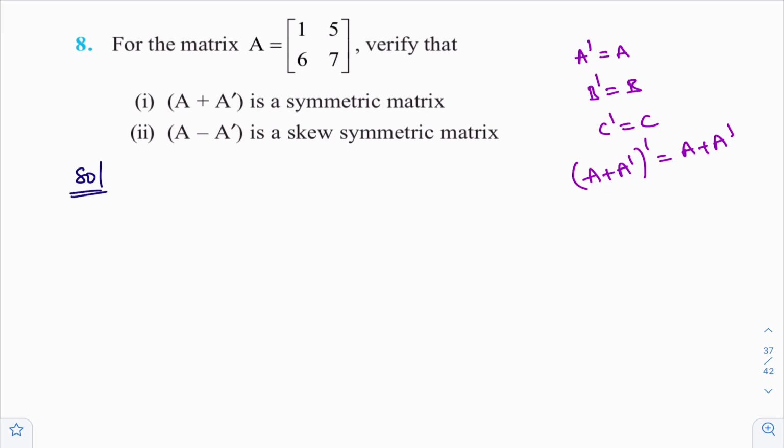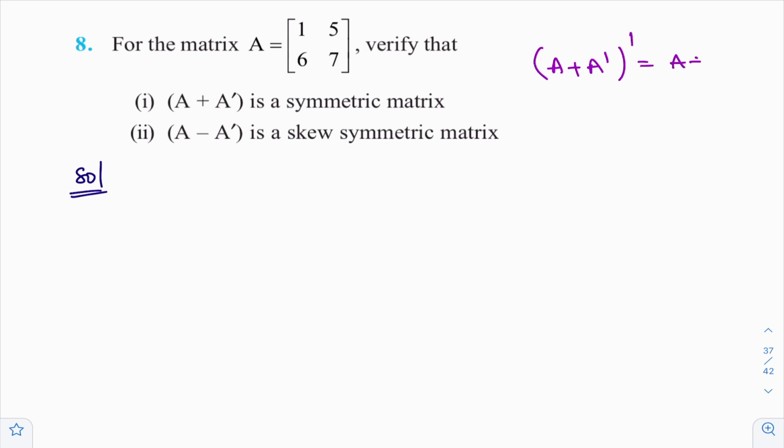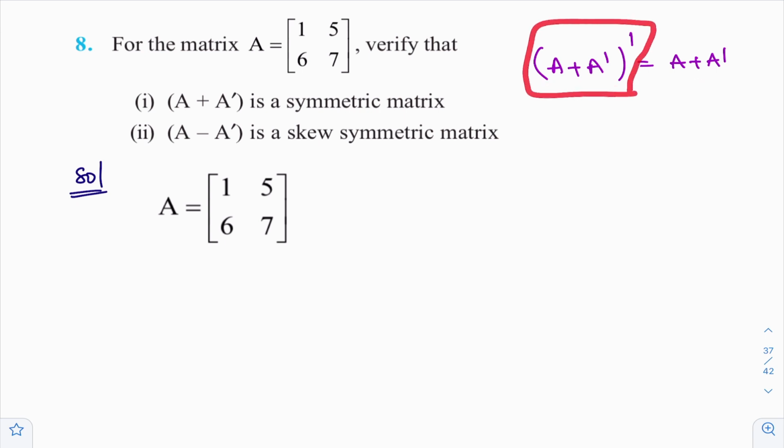I hope you are understanding what I am trying to say. So my main intention is I want to prove that A plus A dash whole dash equals A plus A dash. When this holds good, then I can say that A plus A dash is symmetric. This is what they are asking. Okay. So first I'll take the given matrix A. I need to calculate this LHS, A plus A dash whole dash. For that, first I'll calculate A plus A dash. To calculate A plus A dash, we need A dash. As the matrix A is there, from A we can write A dash.